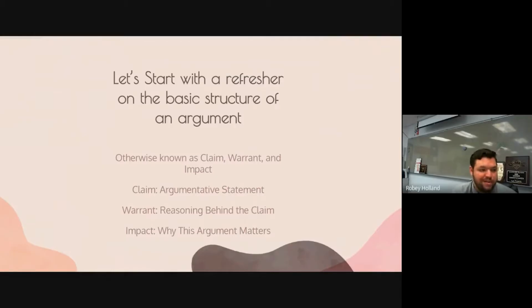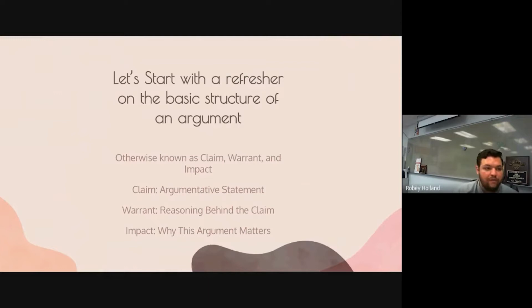Which is also what's happening when you're giving an extemporaneous speech as well. So just really briefly, the claim is the argumentative statement or the central thesis of what's being talked about. The warrant is the reason behind the claim, or the substantiation or reason why the claim is true. And then finally, there's an impact, which is of course the reason why the argument matters.